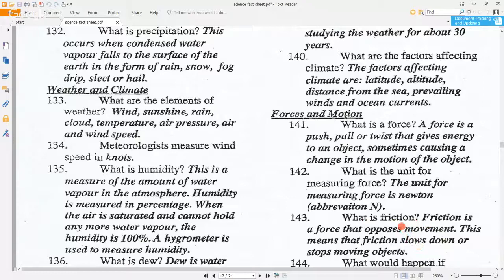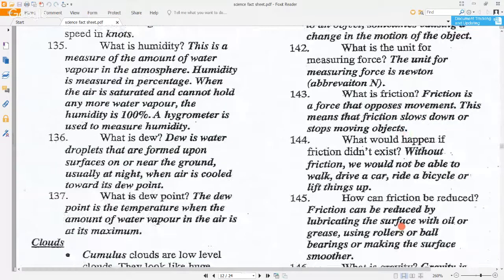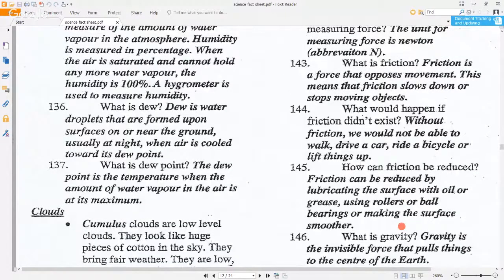What is friction? Friction is a force that opposes movement. This means that friction slows down or stops moving objects. What would happen if friction didn't exist? Without friction, we would not be able to walk. You'd slip. Drive a car, the wheels would just spin around. Ride a bicycle, the wheels just spin around. Or lift things, because you need friction between your fingertips and, for example, your pencil.